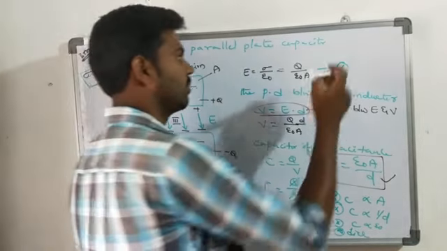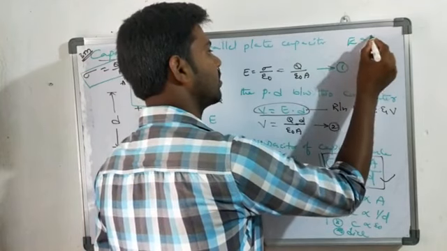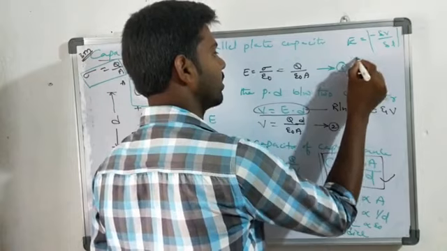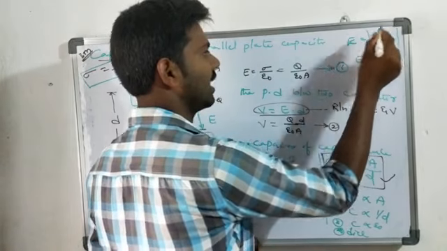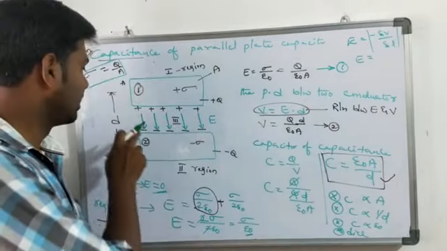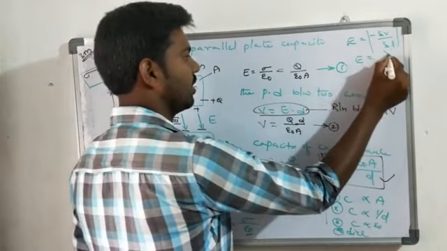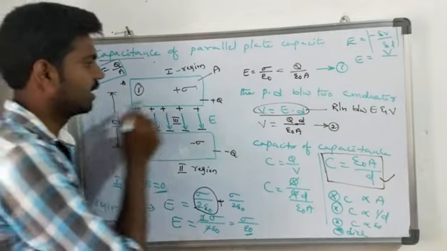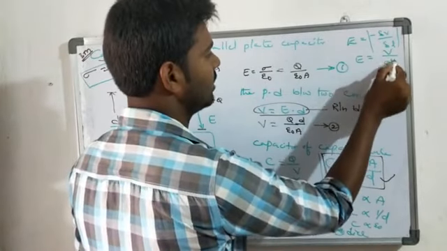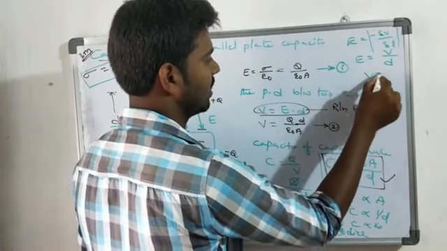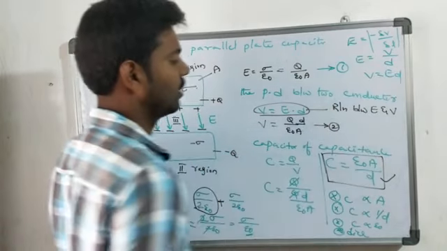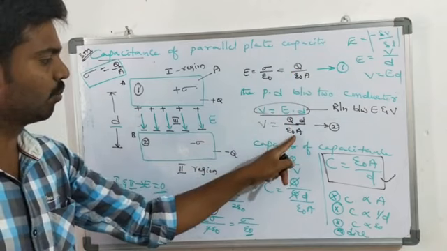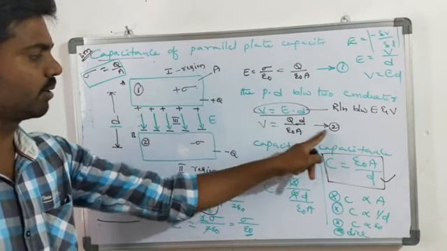What have we derived? That the electric field is equal to minus delta V by delta L. In magnitude it becomes plus. So E is equal to delta V, the potential difference, which here is V, divided by the perpendicular distance, which here is D. So E is equal to V by D. Cross multiplying, V is equal to E into D. Substituting E, we get Q by epsilon naught A into D.